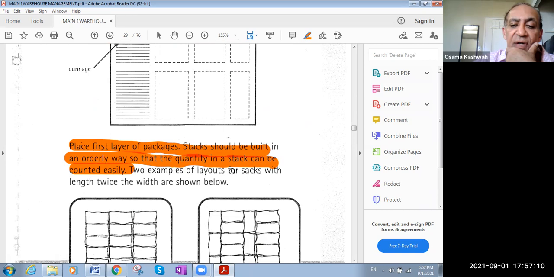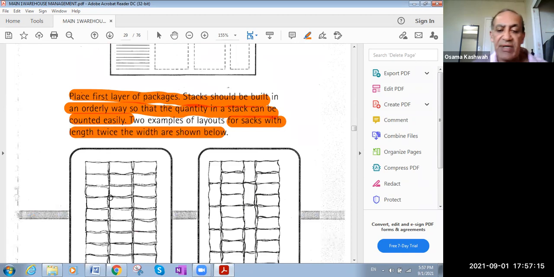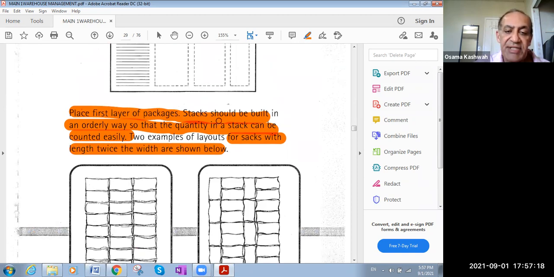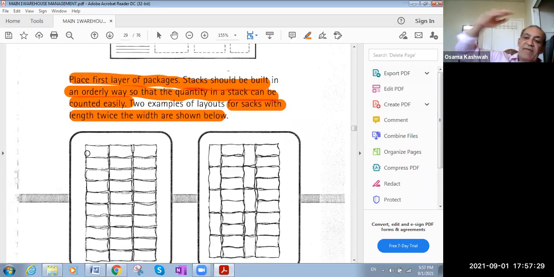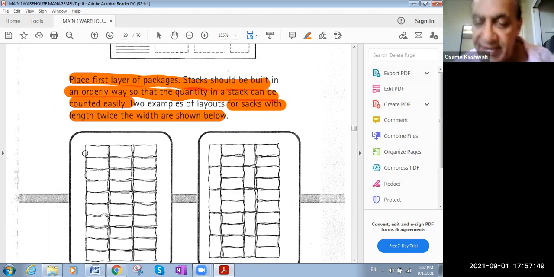Two examples of layout for stacks with length twice the width. The first layer of packages should be built in an orderly way so that the quantity in a stack can be counted easily. As an example, if you put five bags above each other, when you come to count, you will count the fives. So this is 5, 5, 5, 5, 5, 25. But you will not count each bag alone. You will count the piles, adding a bunch together.